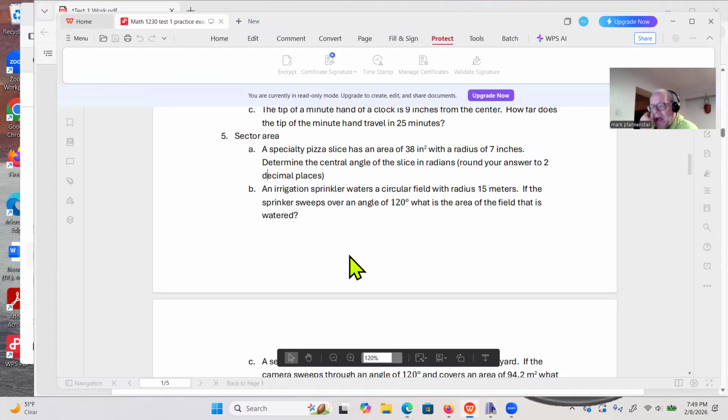Okay, we have an irrigation sprinkler that waters a circular field with a radius of 15 meters. If the sprinkler sweeps over an area of 120 degrees, what area of the field is watered? All right, so we can take a look at that.